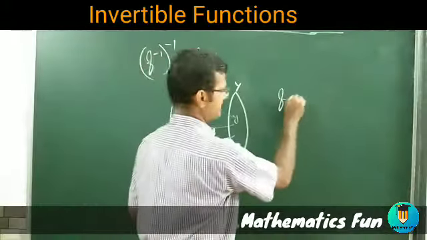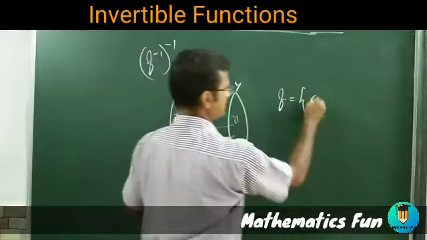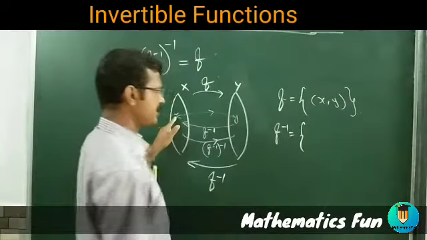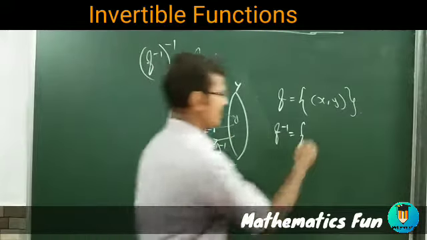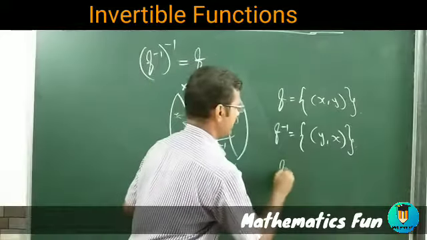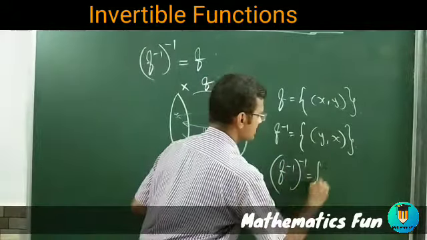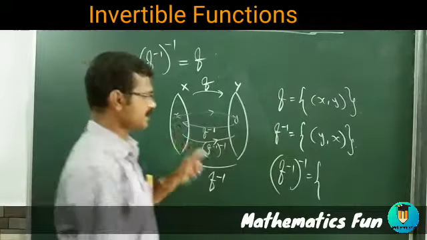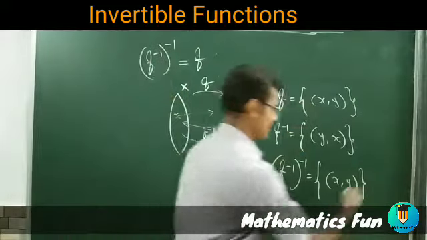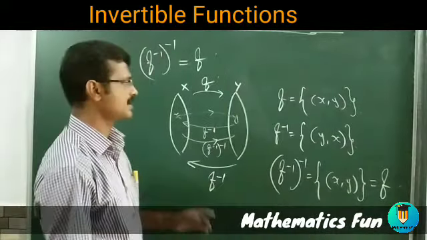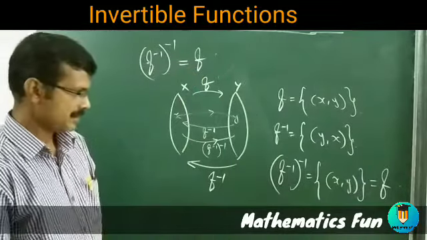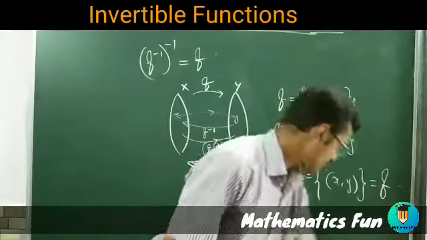Or if you write it in element form. If you see, an element of f is (x, y), and an element of f inverse is (y, x), then an element of f inverse whole inverse again takes the direction, so it is (x, y). It is the same as f. Like this also you can say it. So that is f inverse whole inverse is equal to f. This is one result. You have to remember it.